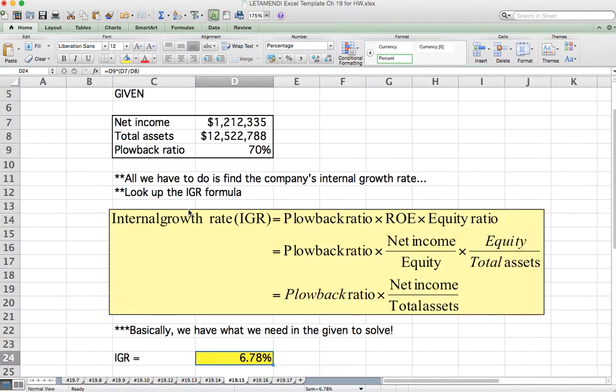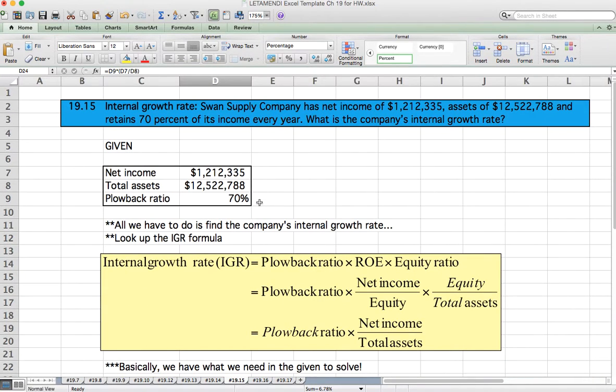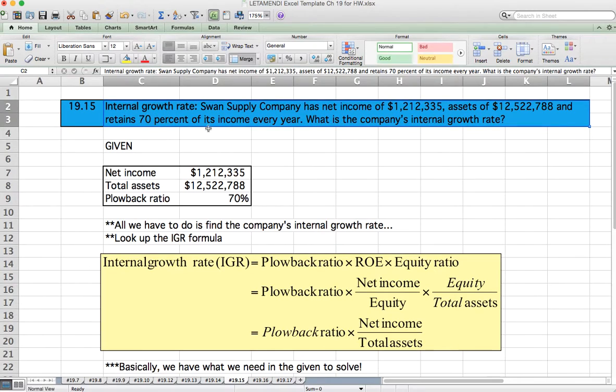19.15. All right, internal growth rate. Swan Supply Company has net income of $1,212,335, assets of $12,522,788, and retains 70% of its income every year. What is the company's internal growth rate?